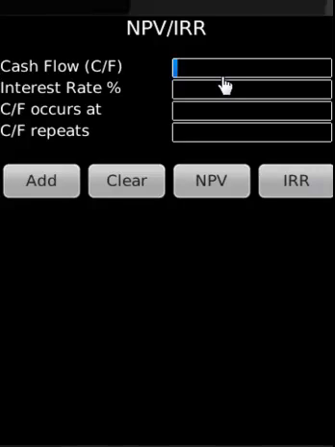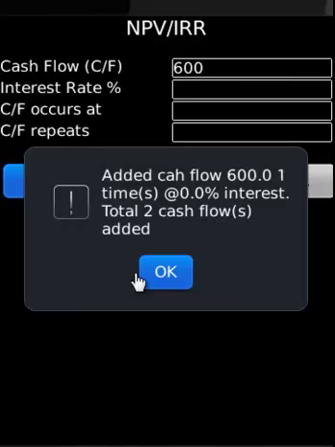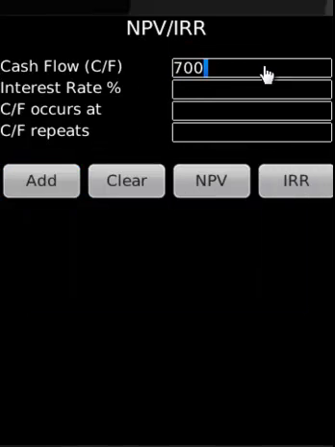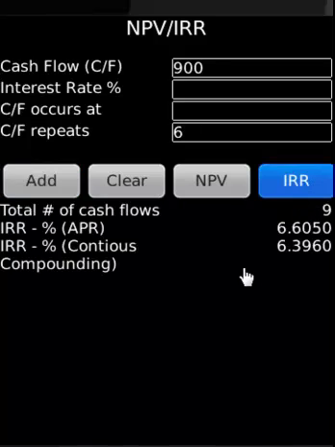Let's start with IRR. So minus 5,000, then we added 600, so 700, and now we say 900, and say this cash flow is repeating 6 times. So we added all those cash flows. Now we calculate IRR. So it's based on APR. It also provides us a continuously compounding IRR.